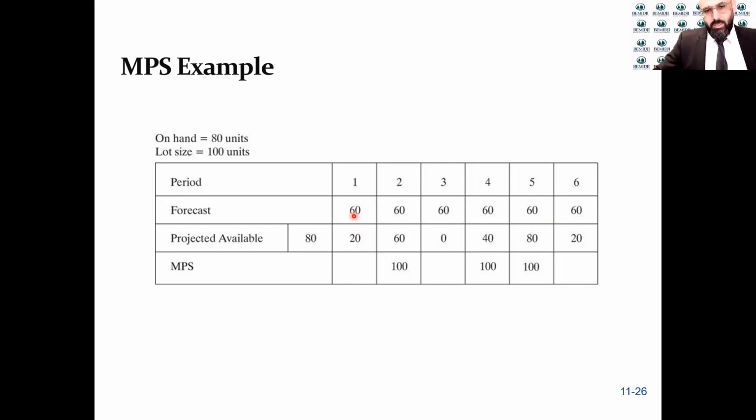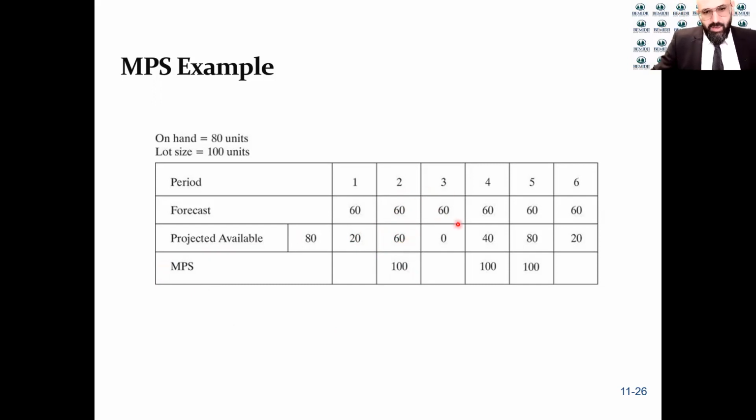Now, take a look at the forecast. We have forecasted 60 units for period 1. We have enough inventory to satisfy the demand. So we send 60 to the customer, and that will leave you with 20 units available on hand. For the next period, period 2, we have a demand of 60. We don't have enough inventory to satisfy the demand. So what we need to do is issue an MPS asking the workers to do a batch of production. So we have 100 plus the 20, so we have 120 available. We send 60 of them to the customer. That would leave you with 60 projected available in the inventory.